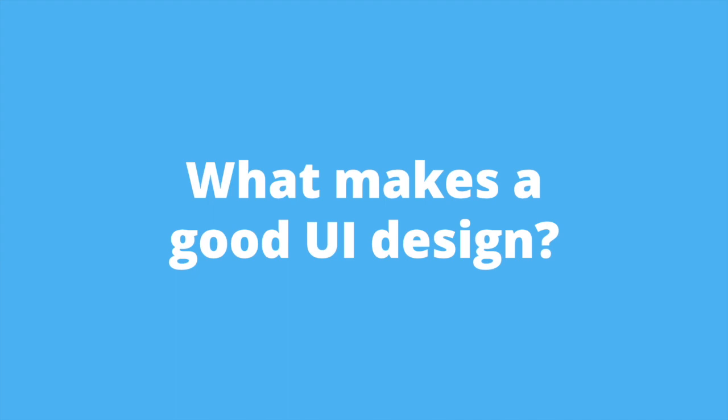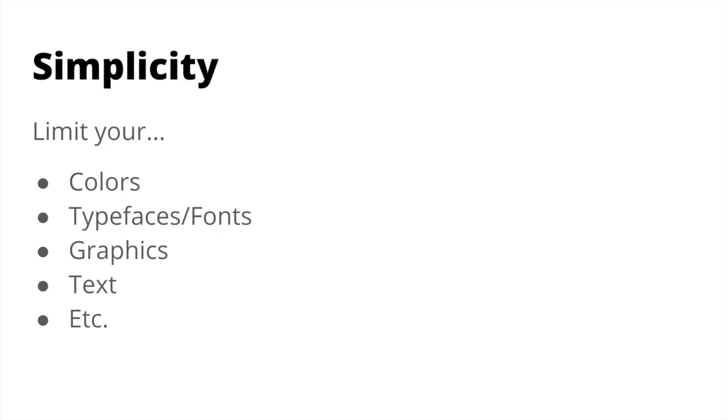Okay, so the first thing we're going to talk about is what makes good UI. The first thing is simplicity. When you want good UI on your website, you want to limit your colors, fonts, graphics, and text. This is a design trend that's been getting more and more popular.